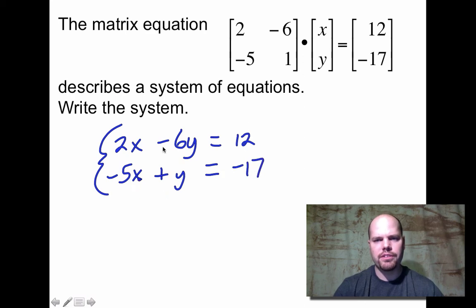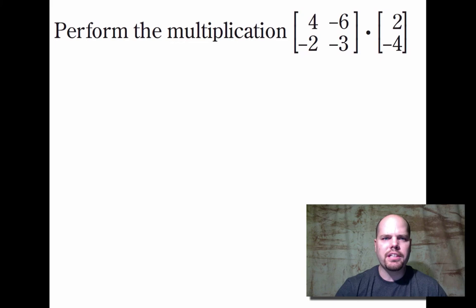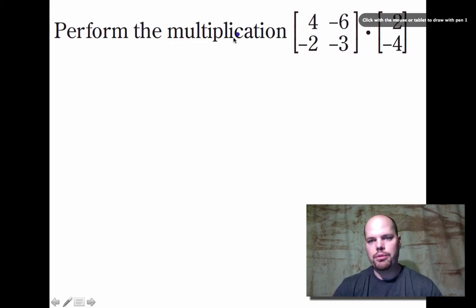equals negative 17. So if we multiply this row with this column, we get 2x minus 6y. And if we multiply the second row with the one column, we get negative 5x plus y. And then it equals 12 and negative 17. Okay, so that will lead us into how we would perform the multiplication on a 2 by 2 matrix.